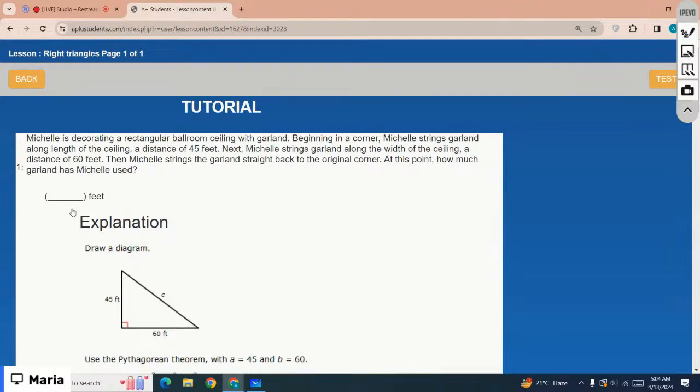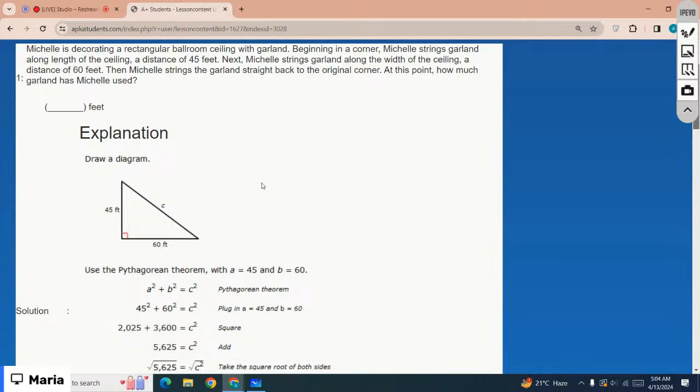So basically, you have to solve the right triangles, right? So you have to draw the triangle first, then you have to solve. Here is a right angle triangle. You have to find the value of c, that is the hypotenuse. So you have to use the Pythagorean theorem, that is a square plus b square equals c square. c must be the hypotenuse and a and b are the other two sides. So just put the values, calculate the values. 45 square plus 60 square equals c square.